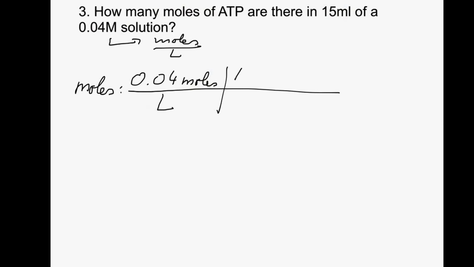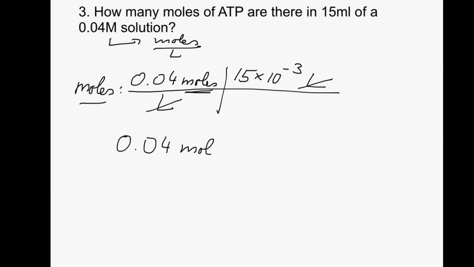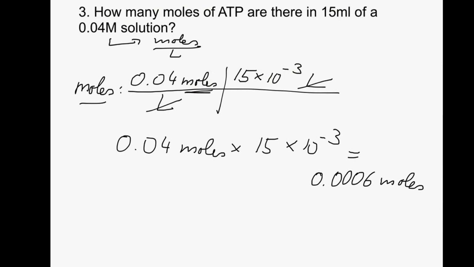So we can write this 15 times 10 to the minus 3 liters. The 10 to the minus 3, that is this milli here that we've got from this. So we see the liters cancel out, and the unit that is left is moles, and that is exactly what we want. So it is 0.04 moles times 15 times 10 to the minus 3, and if we put that in the calculator, it gives us 0.0006 moles. Or we can shift the decimal three places, so we would get 0.6 millimoles, or this would be 600 micromoles.